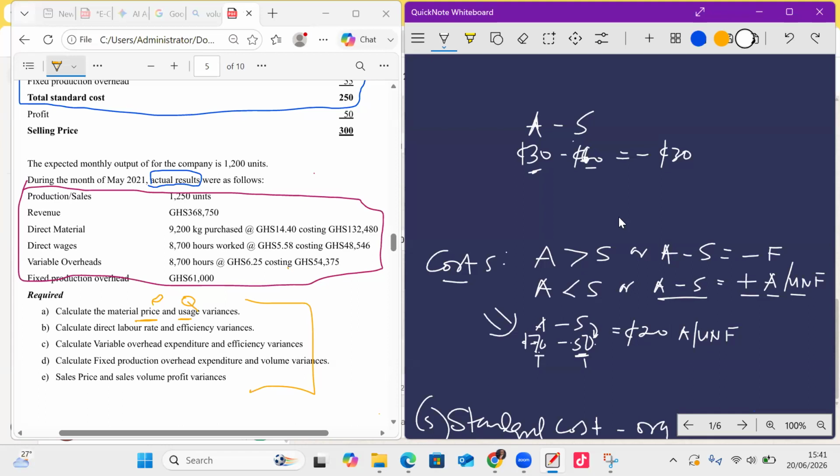So because it's negative, it's favorable. But that's the interpretation. I can also swap it and make it standard first, actual second.